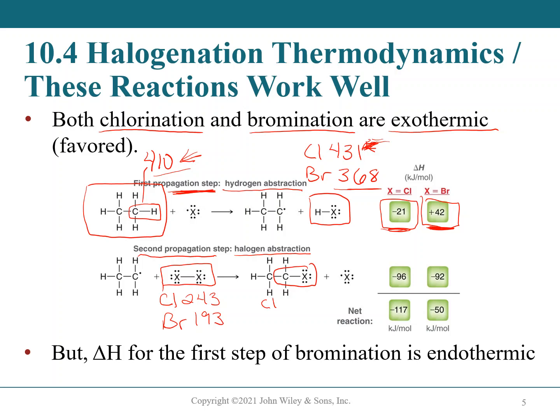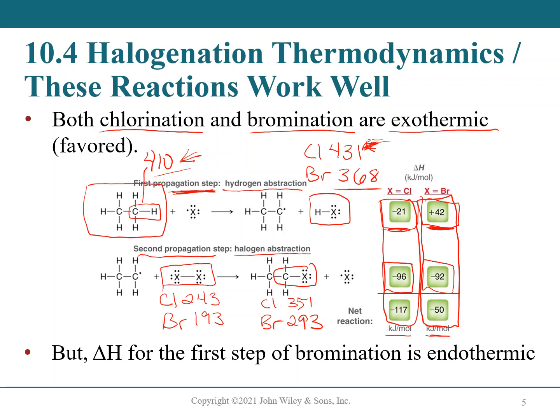releases 351 kilojoules per mole, and bromine releases 293 kilojoules per mole. So we do the math, right, and chlorine overall in this step is going to release 96 kilojoules per mole. Bromine releases 92 kilojoules per mole. We add these two together, we get 117 kilojoules per mole overall released for chlorination. And on the right hand side, we get minus 50 kilojoules per mole released for the bromination reaction.